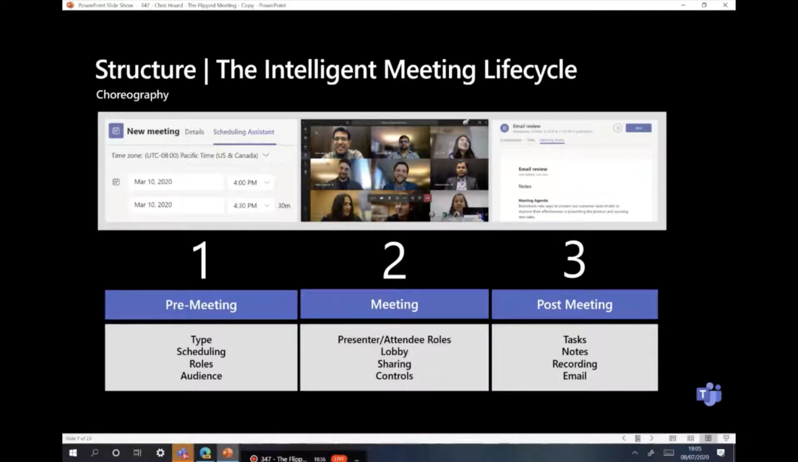Thirdly, the last part is all about the post-meeting. Do we have tasks to follow up? Do we take notes? Are we going to record this meeting and send it to anyone who hasn't attended, or are we going to email those details out? So this idea of necessity and this idea of the intelligent meeting life cycle, the ability to structure our meetings and use choreography, can take us so far in terms of having a successful meeting.